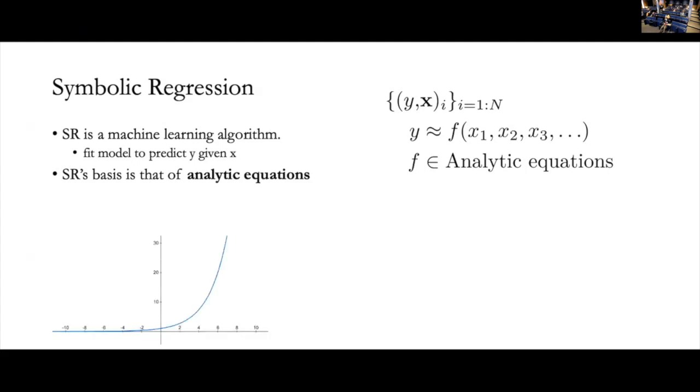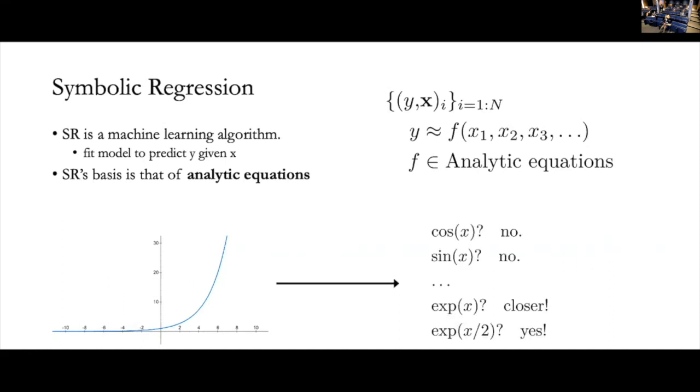So if I have this data, this is my x-axis, this is my y-axis, when I do symbolic regression, I basically try different symbolic forms. So I say, is this cosine of x? No. Is it sine of x? No. And I keep trying different things. Okay, is it exponent of x? Yes, it's closer. And I use that as my next starting point. And then I try maybe exponent of x over 2. So that's the correct function.